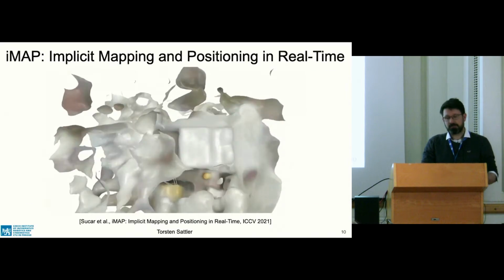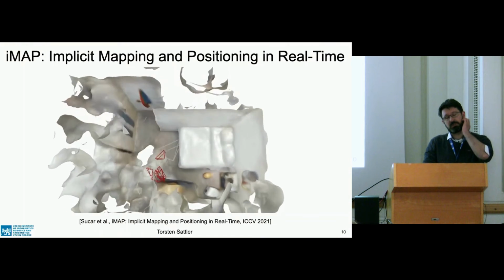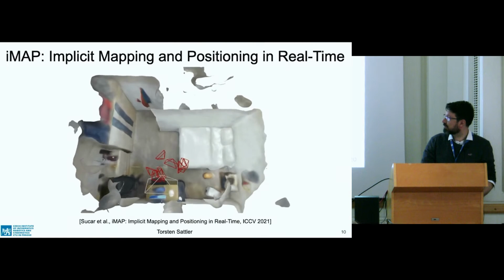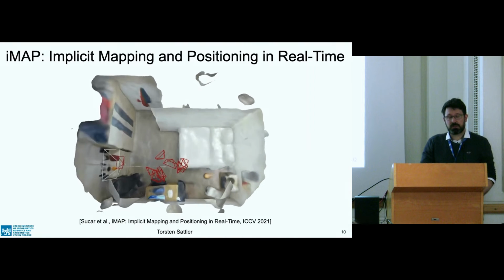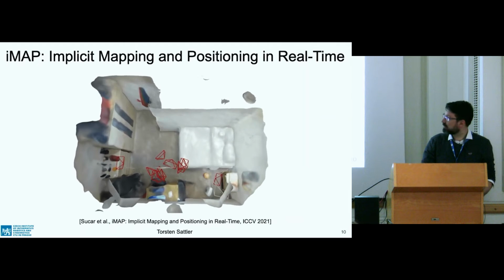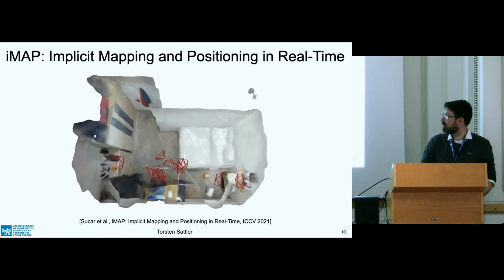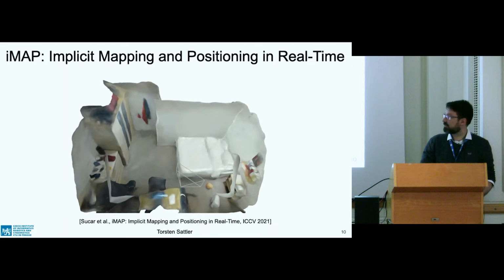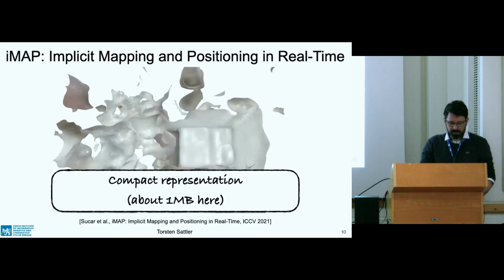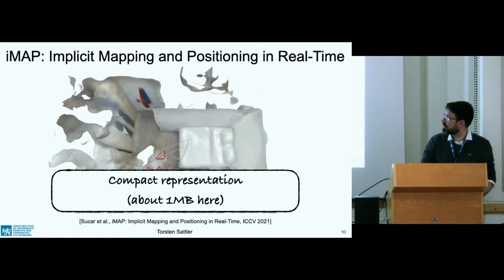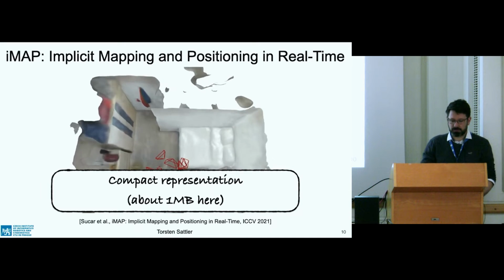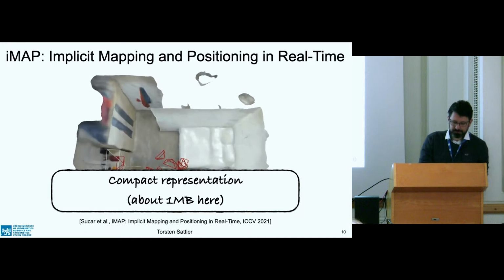And at the same time, these neural radiance fields can be rather compact. So what you see here is a 3D reconstruction system that takes color and depth images as input and then trains on the fly a neural radiance field to represent the scene. And I think the scene representation that they use is about 1 megabyte for a room. So you end up with something very, very compact.